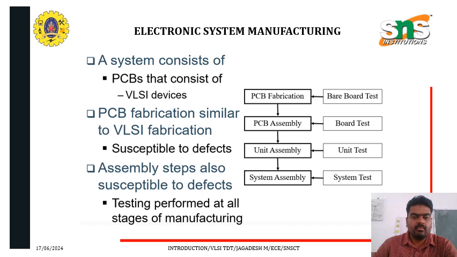In electronic system manufacturing, there are several concepts. Starting with PCB fabrication, the bare board test takes place at this level. Then the PCB assembly board test takes place, and then unit assembly and unit test. Then system assembly, and the system test will be taken.